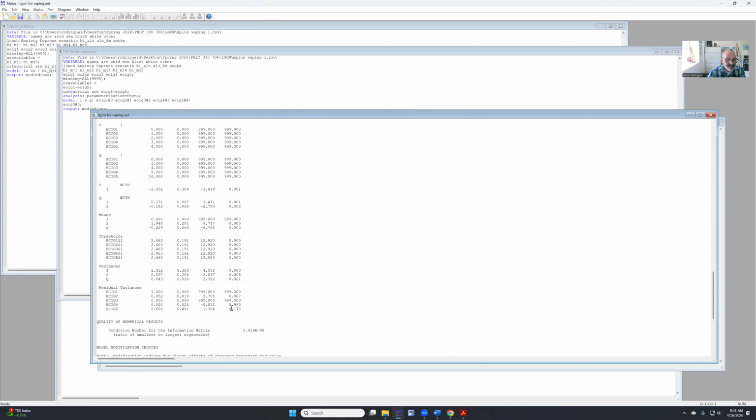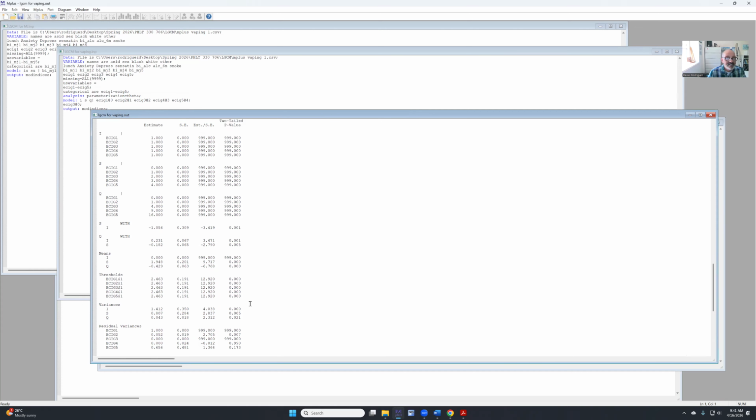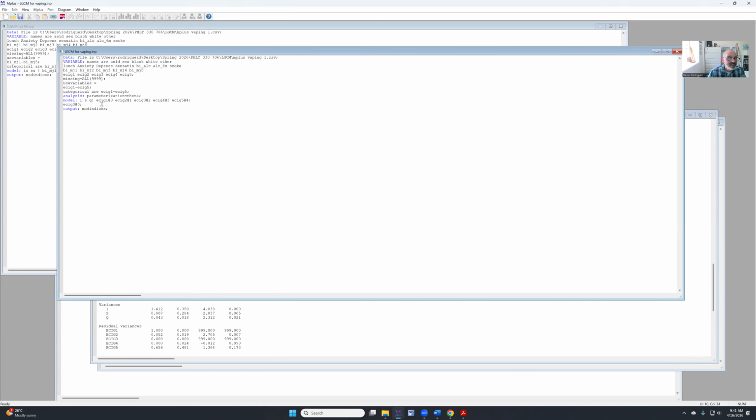It's interesting, but you know what? Let's just constrain this one to equal 0 as well. It's not significant, so it's not going to hurt anything. Let's just do that. E sig 4 at 0. Right, save that and run it and see what happens.